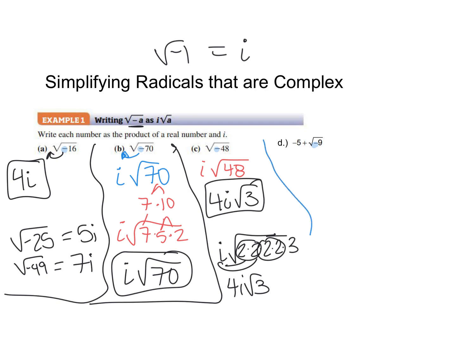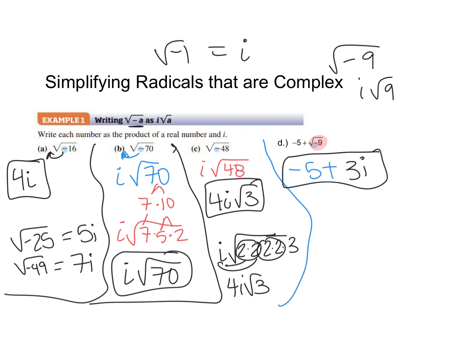And then for letter D, I have negative 5 plus, and then this piece right here, the square root of negative 9. I'm definitely going to have an i because of the negative. And then the square root of 9 is 3, so this just becomes 3i. So this would be negative 5 plus 3i.